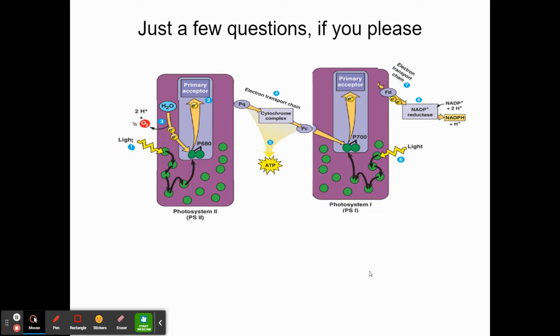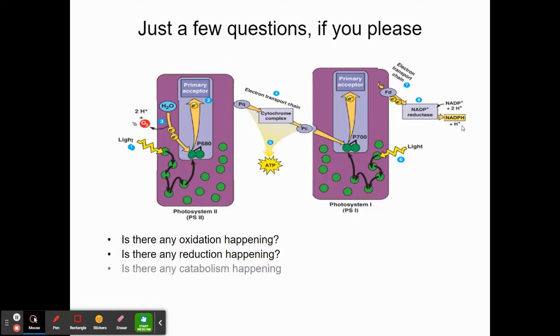So a couple of questions here. Is there any oxidation happening, or is anything being stripped of electrons? And you should say, yes, of course, water is. All right. Is there any reduction happening? Yes, of course. NADP is being reduced to NADPH. Is there any catabolism happening? Anything being broken down? Yes, of course. That is going to be water being broken down. Is there any anabolism happening? Is anything being built? Yes, of course. That's going to be ATP.